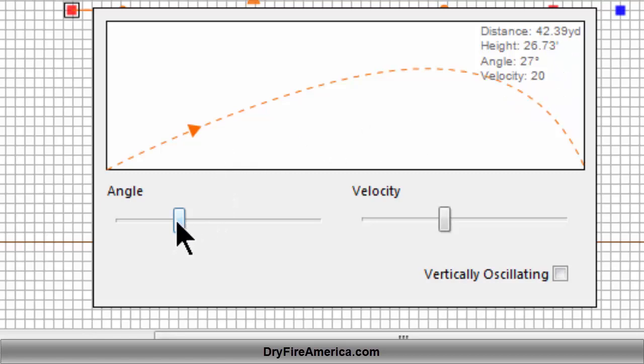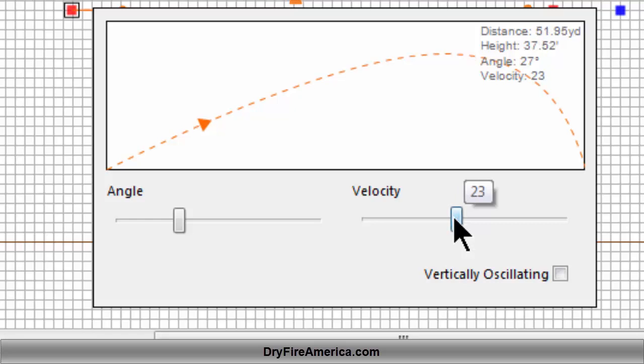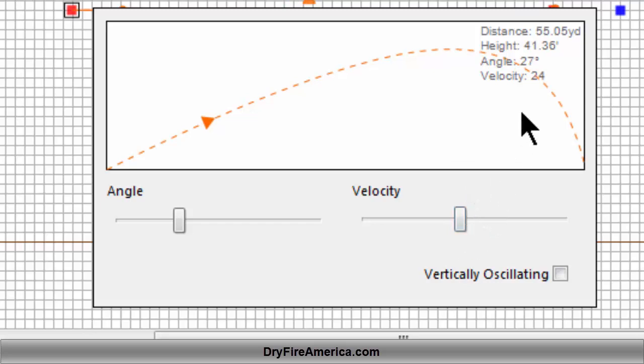So that is what the angle control does for you. And then notice that you also have a velocity control. As I pull this to the right, the velocity goes faster and faster, and every time this increases by 1, the target's flying about 2.5 miles per hour faster. Okay? So now that I'm out here at 24 meters per second, the target will now fly 55 yards at a height of 41 feet with an angle coming out of the house at 27 degrees.